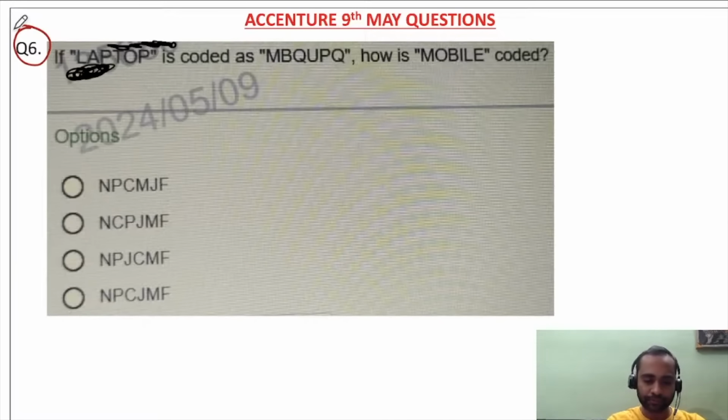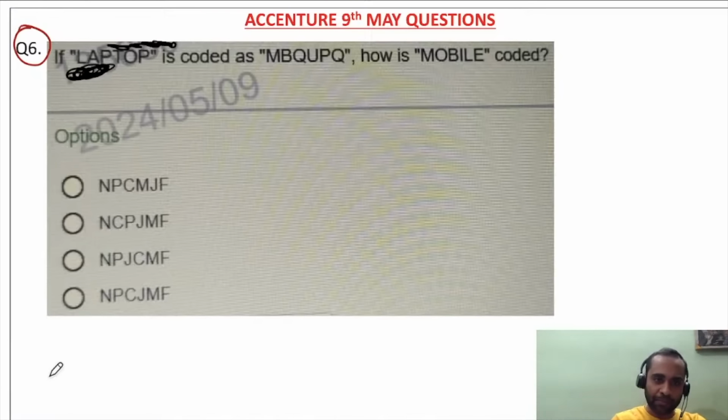Okay. So can you quickly please solve this? Okay, so this is very, very easy. I know everybody will be able to solve this. Okay, done.